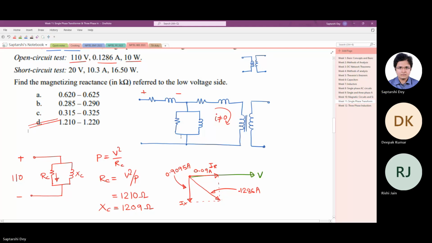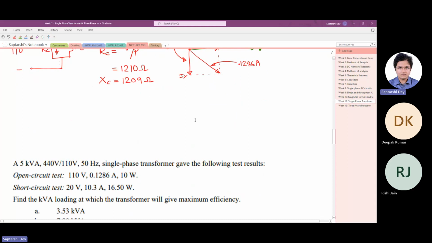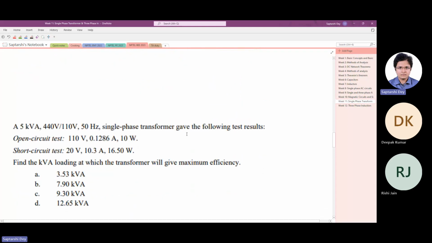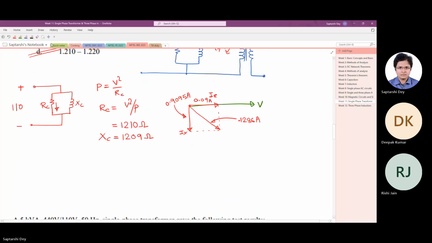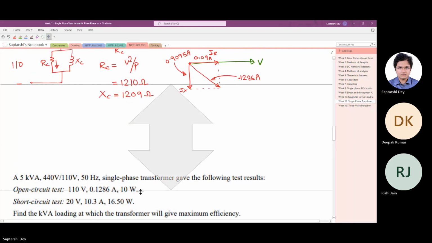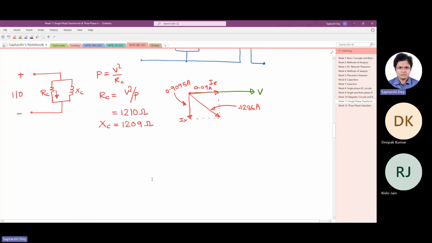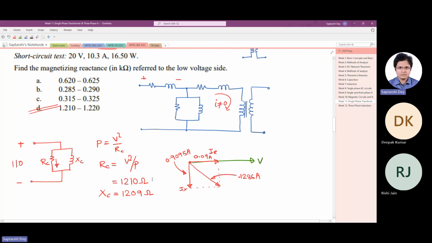Okay. Now we'll find out what the short circuit test will give us. Then we'll go to the next problem. Now the short circuit test is done at the high voltage side. Why? The short circuit test is done to find out the thermal or the temperature rise or ohmic loss of the transformer. So you have to make sure that full load current flows through the transformer.